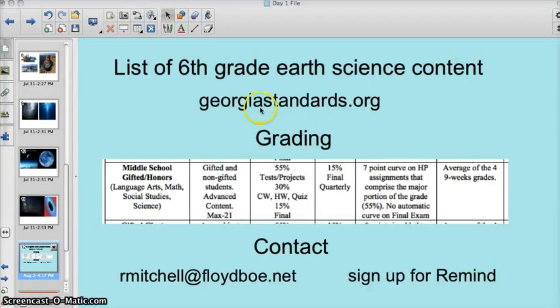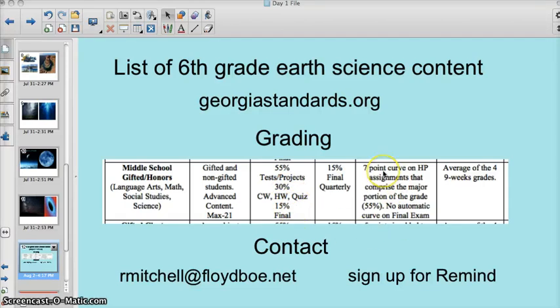So let's go to how the grading is. In middle school honors science, you will have both people who are categorized as gifted and non-gifted in this particular class, but it does have advanced content. The tests, daily grades, and final exam are where you get the grade percentages. The major grades, which are tests and projects, are 55%. CW is classwork, HW is homework, and quiz can count 30%. And then you have an exam at the end of each 9 weeks, which counts 15%.